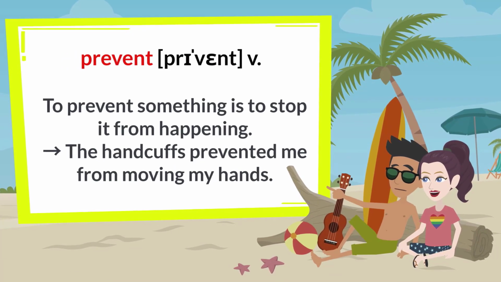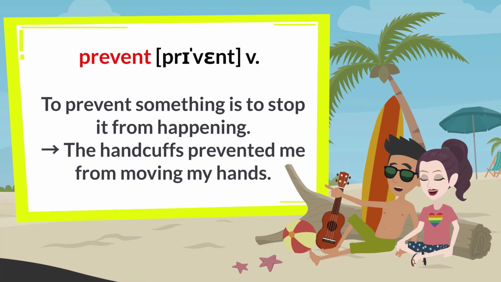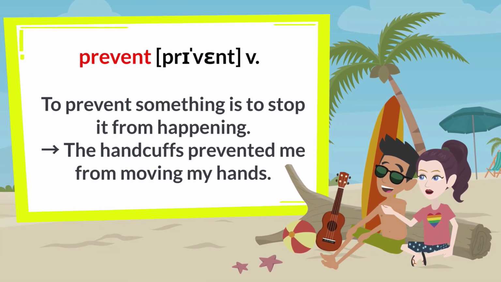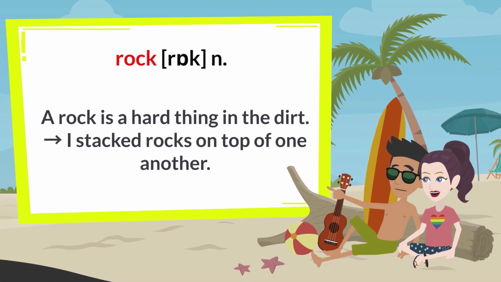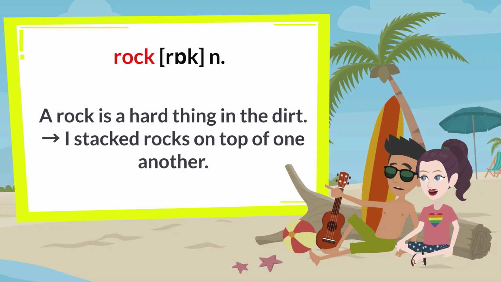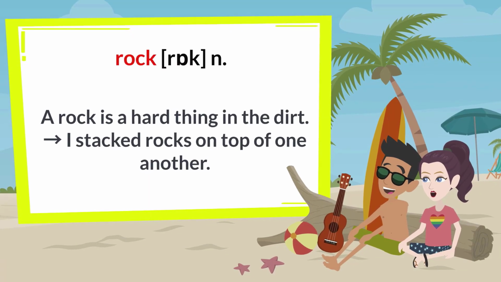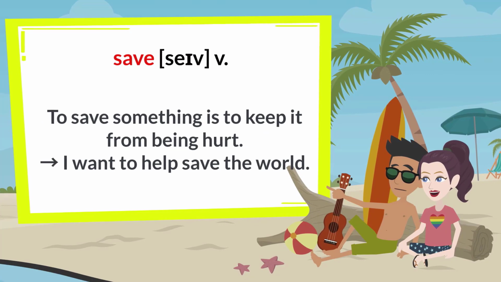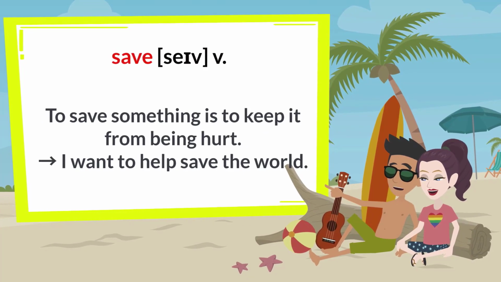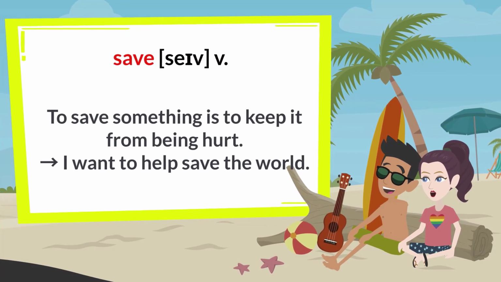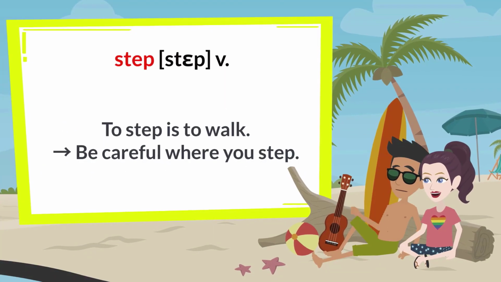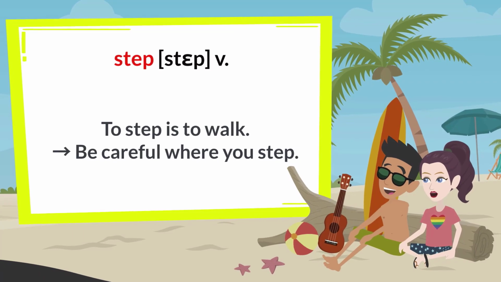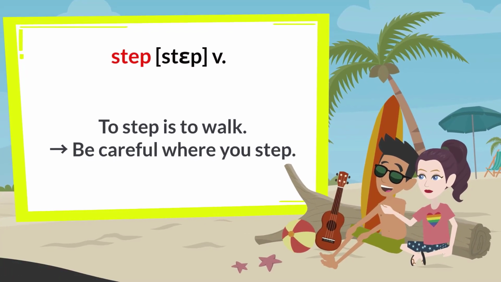Prevent. To prevent something is to stop it from happening. The handcuffs prevented me from moving my hands. Rock. A rock is a hard thing in the dirt. I stacked rocks on top of one another. Save. To save something is to keep it from being hurt. I want to help save the world. Step. To step is to walk. Be careful where you step.